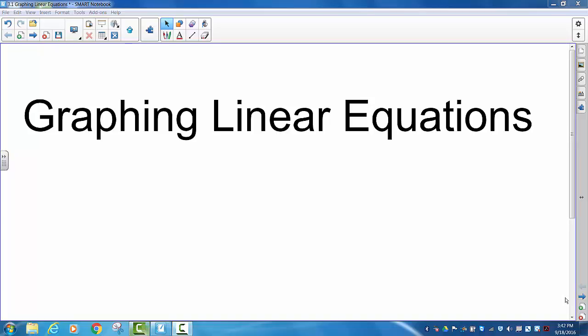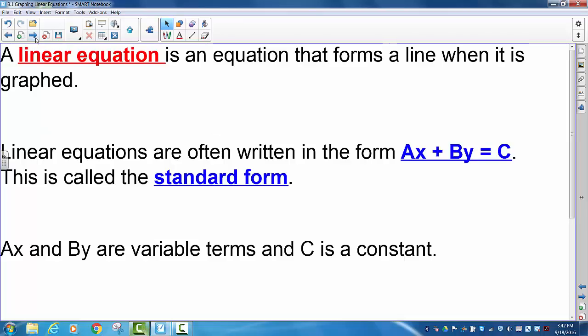Okay, we will be graphing linear equations. A linear equation is an equation that forms a line when it is graphed. If you notice, the first four letters of the word are L-I-N-E, line. A linear equation is an equation that forms a line when it is graphed.